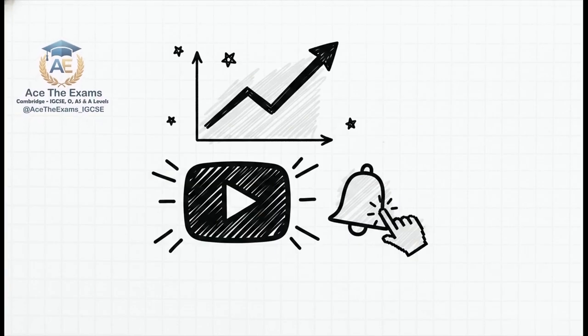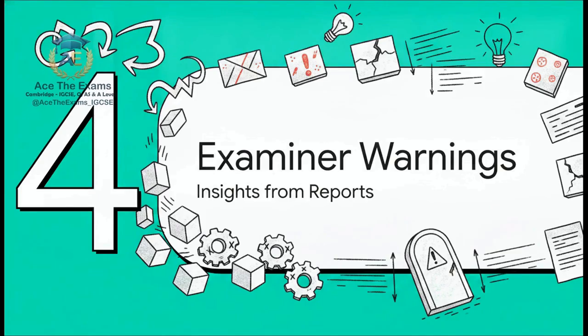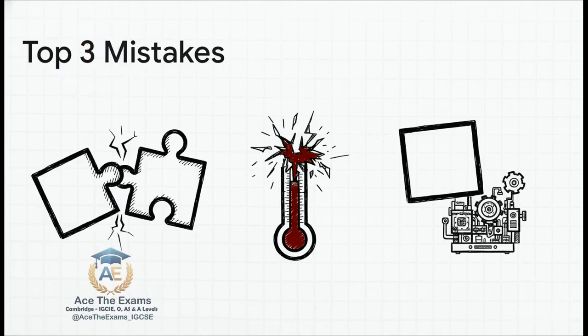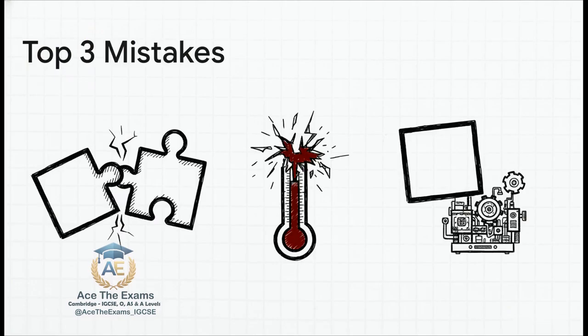Welcome back. Let's look at Section 4, Top 3 Examiner Warnings. Now we are getting into the real interactive workshop part of this explainer. We've dug through the principal examiner reports, and here are the top 3 fatal mistakes that will tank your grade.